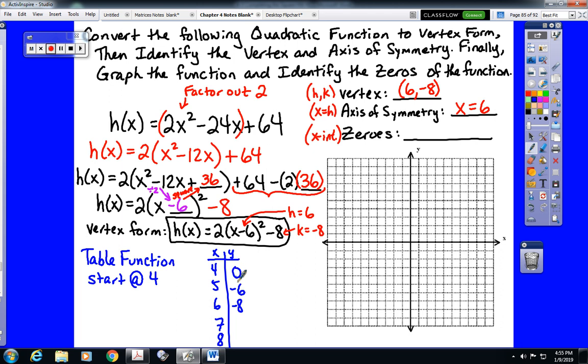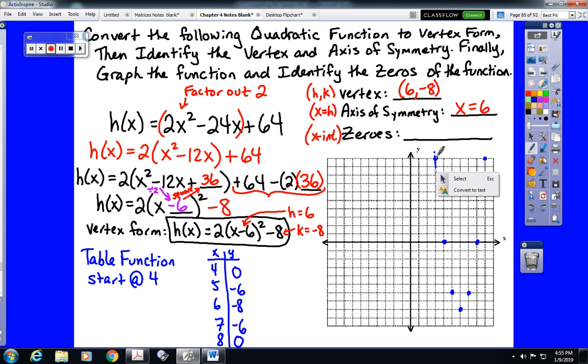And that should give us 4, that shouldn't be an 8, that should be a 0. 4, 0, 5, negative 6, 6, negative 8, 7, negative 6, and 8, 0. If we went out one more on each side, we would be at 10. So 3, 10, and 9, 10 are on this parabola as well.